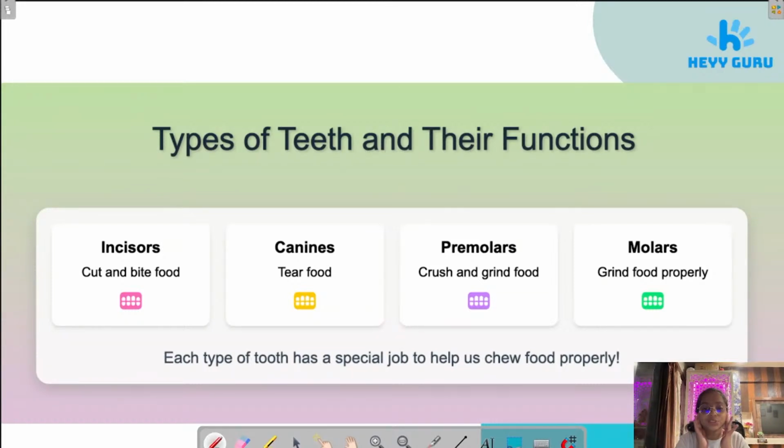Then there are molars, here and here, and with these teeth you are able to grind the food properly. These are the four types of teeth and their functions: the incisors, canines, premolars, then molars. You have to remember them like this. Each type of tooth has a special job to help us chew food properly. What? To chew the food. That's the main function of the teeth.